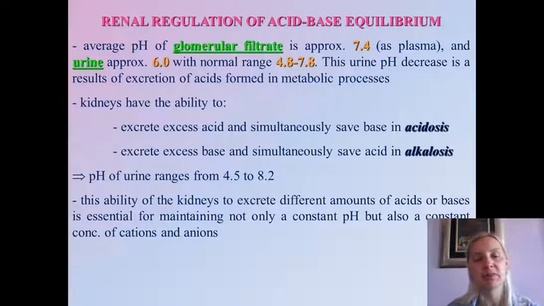So the final result of those two overlapping processes is that the pH of urine ranges from 4.5 to 8.2. This ability of kidneys to excrete different amounts of acids or bases is really essential for maintaining not only the constant pH, but also the constant concentration of cations or anions. So it is going to be involved in the maintenance of homeostasis of sodium, potassium, and other electrolytes. And we will see that in a couple of minutes.